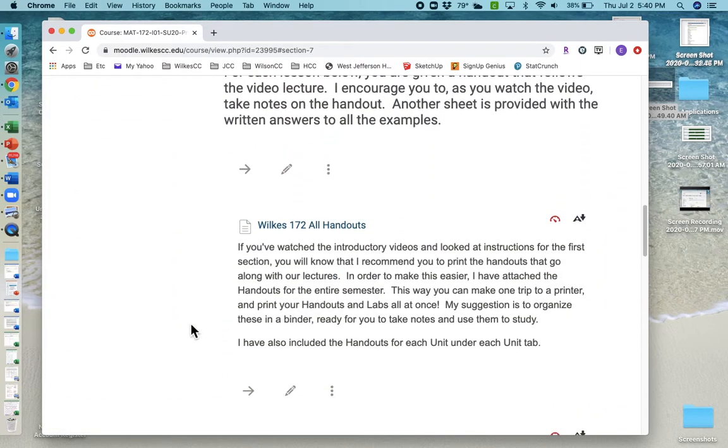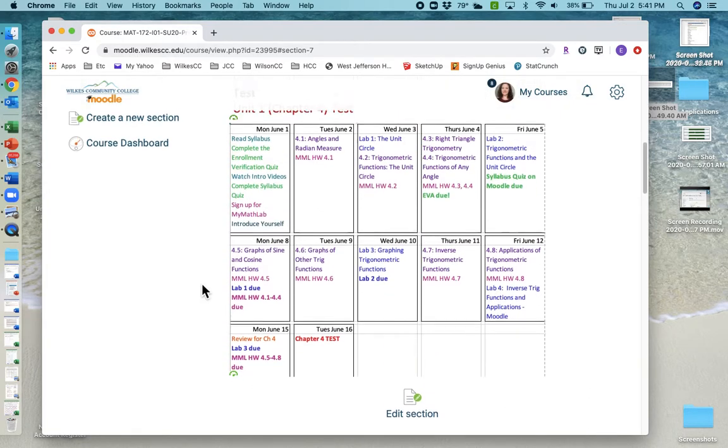This here where it says Wilkes all handouts, I understand that sometimes they have a hard time getting to a printer. So I've put all the handouts for the entire semester in one file so that they can easily go print that out and have it for the entire semester, not having to worry about making multiple trips to printers. I do that for the labs too.